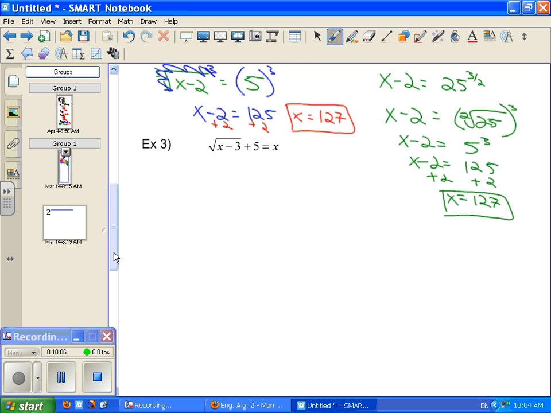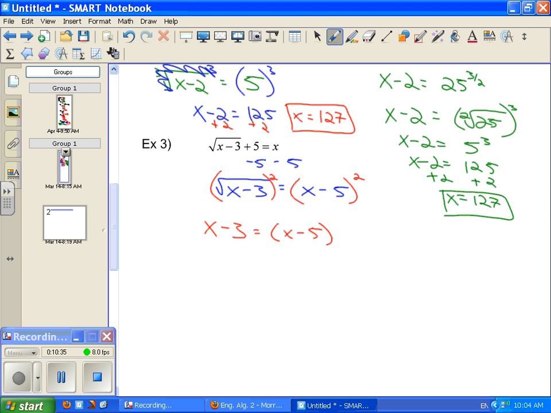All right, how about example 3 here? That's 2 x's. I have an x on both sides, right? Subtract 5. Okay, so that hasn't changed. All right. Okay, so if I square both sides, if I square this side, I'm going to get an x minus 3. When I square this side, what do I get? FOIL. I have to FOIL.